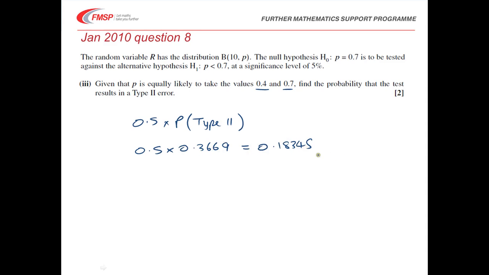Okay, so you get a method mark for recognizing that because it's equally likely to be shared across the two values, we've got half the probability of making a type 2 error. You then get your accuracy mark for your final answer. Okay, so this is a typical question dealing with how we work out the probabilities of type 1 and type 2 errors.